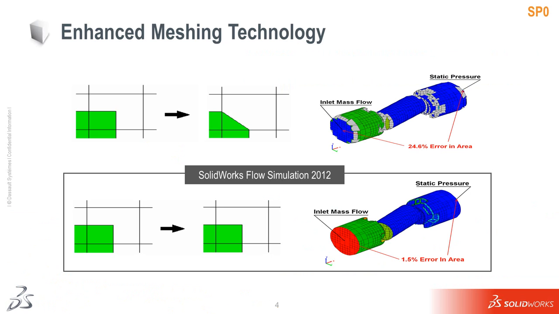SolidWorks Flow Simulation 2012 is enriched with enhanced meshing technology, which improves the CAD geometry representation by the computational mesh. As a result, the accuracy of calculation is improved with fewer cells. This means, for the users, an improvement of the accuracy of the solution with fewer cells required to capture geometry, meaning less time to solve it.